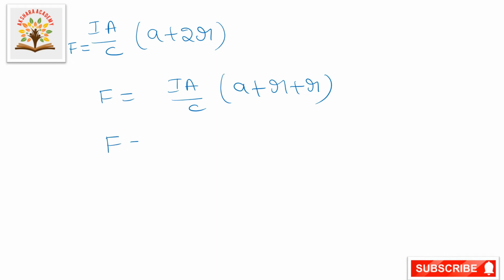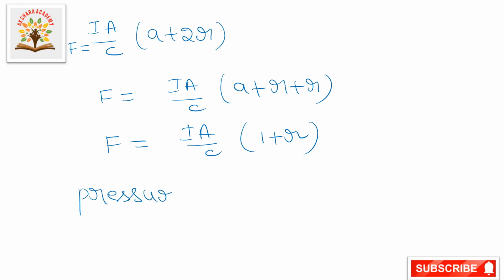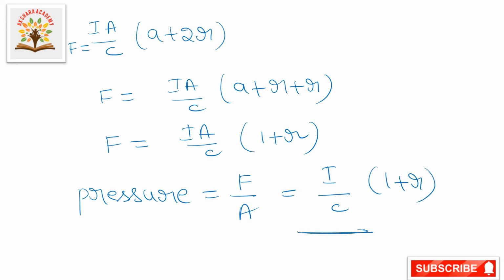So F is equal to IA by c of, for a partially reflecting surface A plus R is equal to 1, so 1 plus R. Now pressure is equal to force by area. So F by A is equal to I by c of 1 plus R. This is the final expression. Okay. Next we will go to the next one.